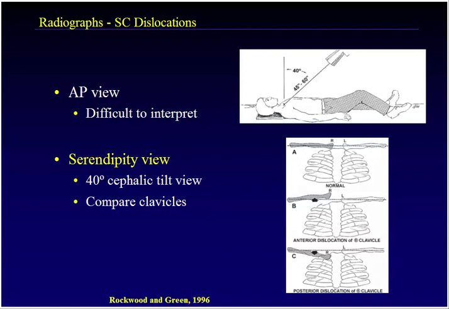It's very difficult to diagnose a sternoclavicular dislocation on a standard AP view chest x-ray, for example. So the view that's recommended is the so-called serendipity view, which is diagrammatically illustrated here, and that's taken with a 40-degree cephalic tilt. And what you basically want to do, this is what it would look like on this view for a normal. You draw a line through the axis of the clavicle on the uninjured side. If the medial end of the clavicle projects anterior to that line, then you have an anterior dislocation. If it projects posterior to that line through the opposite clavicle, then you have, by definition, a posterior dislocation.